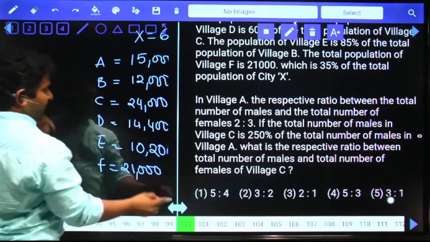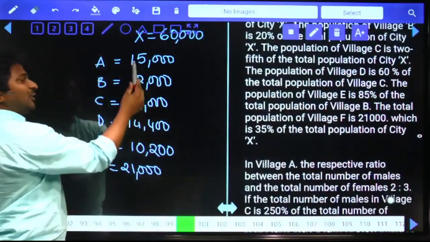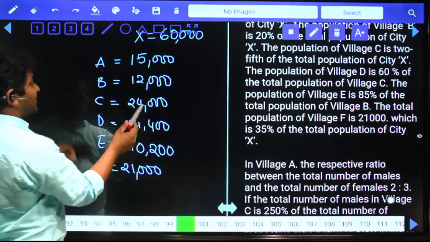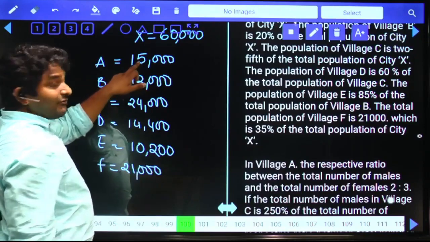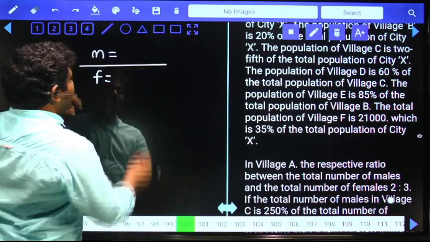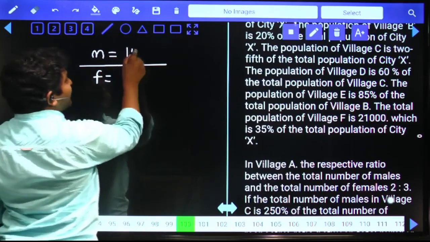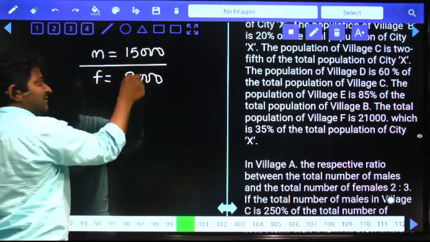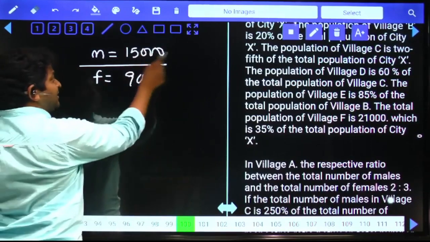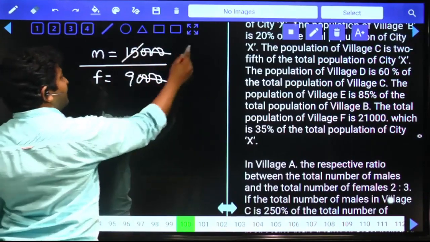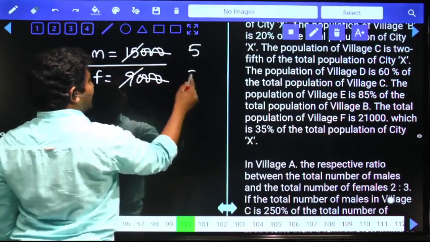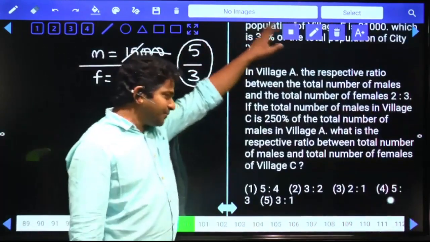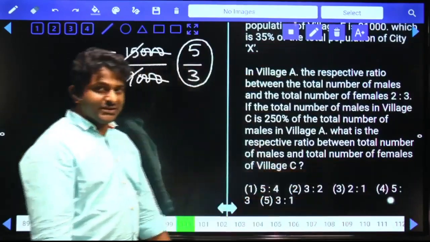Let's see the data. In village A, total we have 15,000 people, and in village C we have total 24,000. As total population of village A is 15,000, male in village C is also 15,000, and then female should become 9,000. Then only sum becomes 24,000. 3 zeros cancel. 3 5 times, 3 3 times. Ratio 5/3, that is 5:3. Look at your option, 5:3. Fourth option is our final answer.